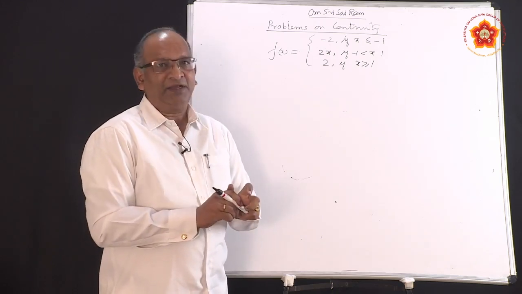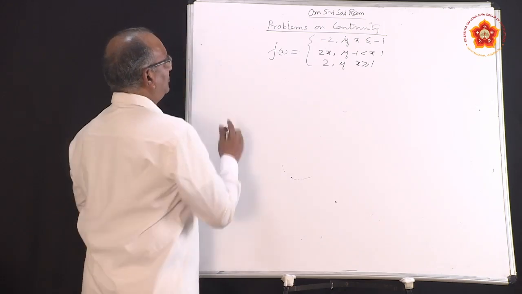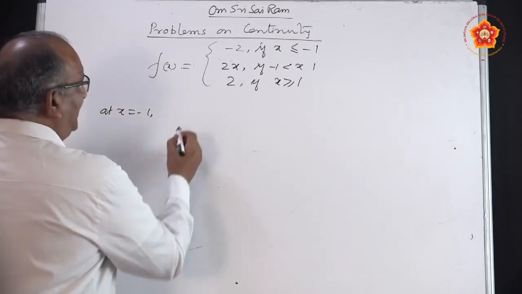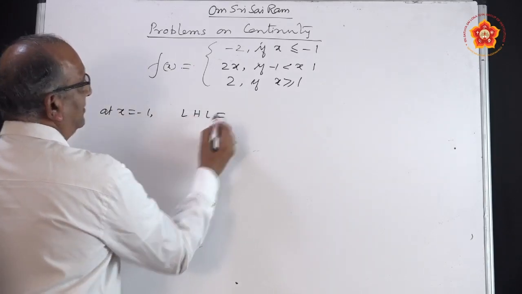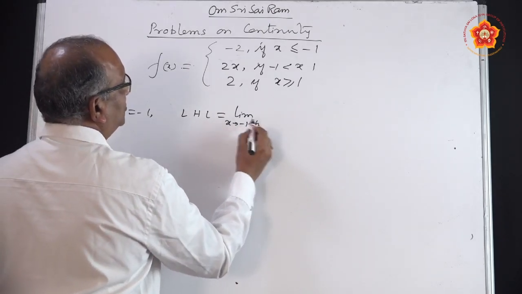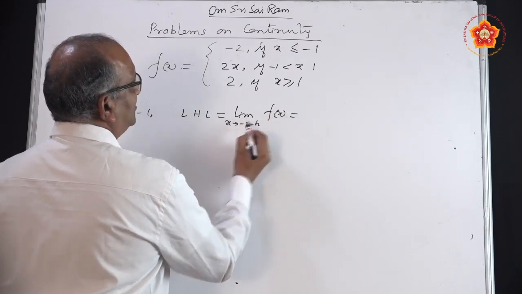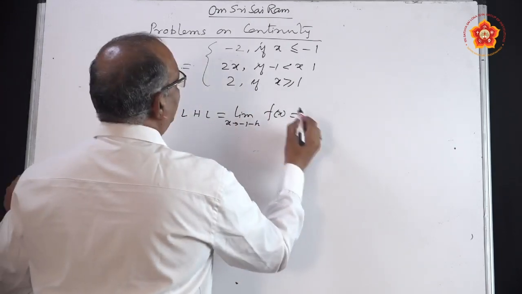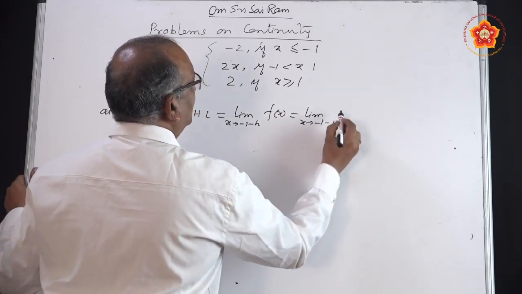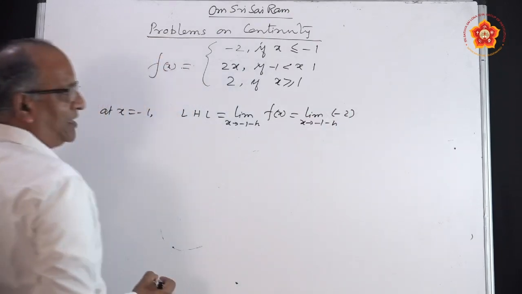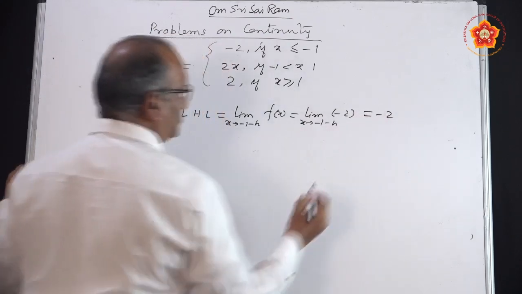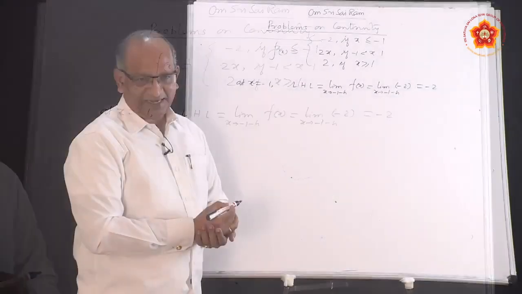So let us begin with testing the continuity at x equal to -1. How do we do it? We first find the left hand limit. How do you find the left hand limit? Limit x tending to -1 minus h of f(x). And what is the function? If x is less than -1, the function is -2. Limit x tending to -1 minus h of -2, and we know it is a constant function, irrespective of the limit, it is going to be the same. So it is just -2. This is the left hand limit.